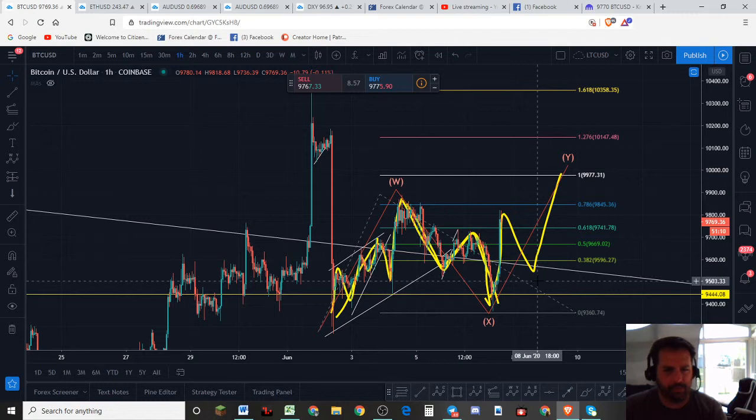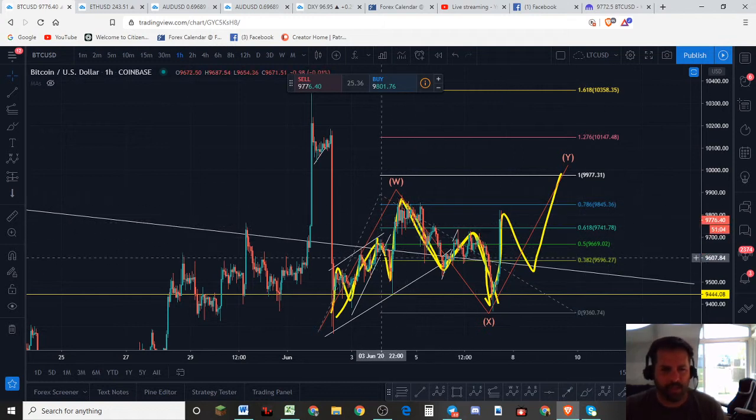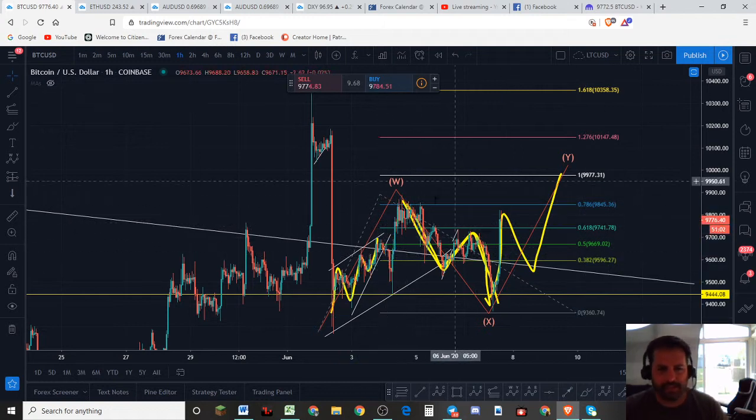They pull it back in three waves, and then screw everybody up. That's what WXYs do. It's just back and forth, back and forth. It gets you in a position, it takes you out of the position.